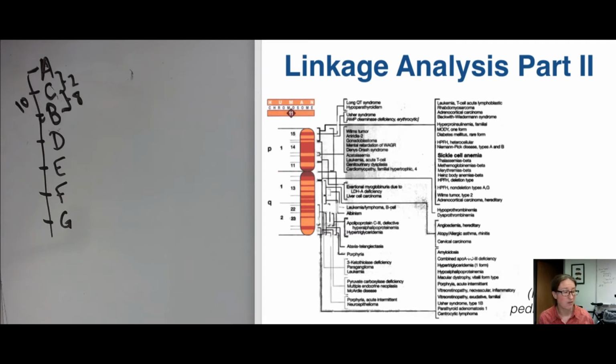And so thanks to using that process and this type of thinking, you're able to pinpoint that all of these different conditions outlined on this slide come from genes that are all found together on human chromosome number 11.